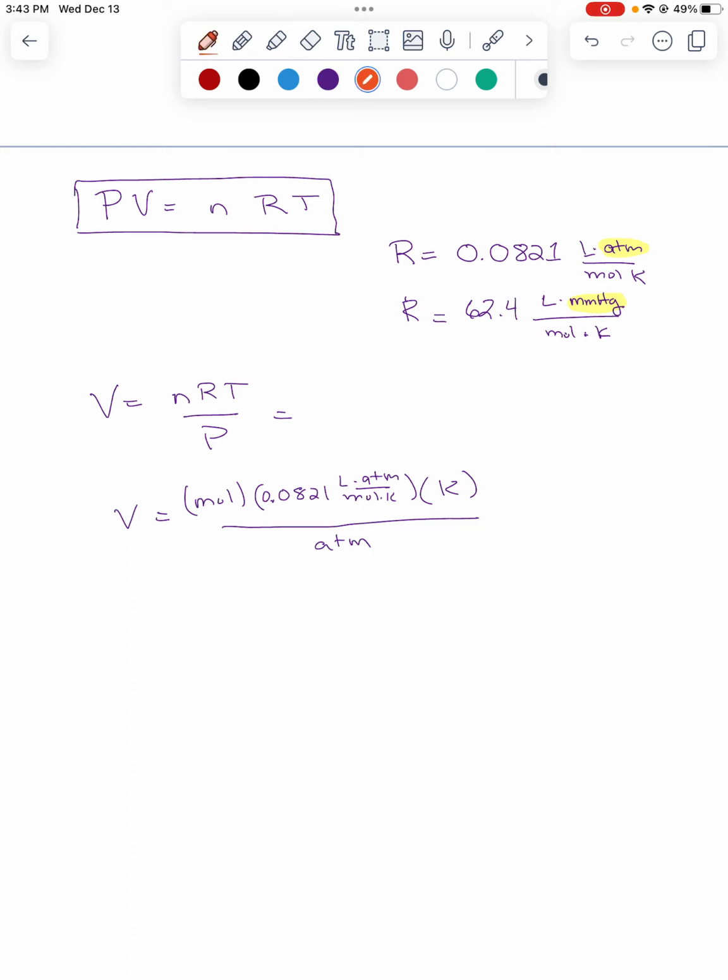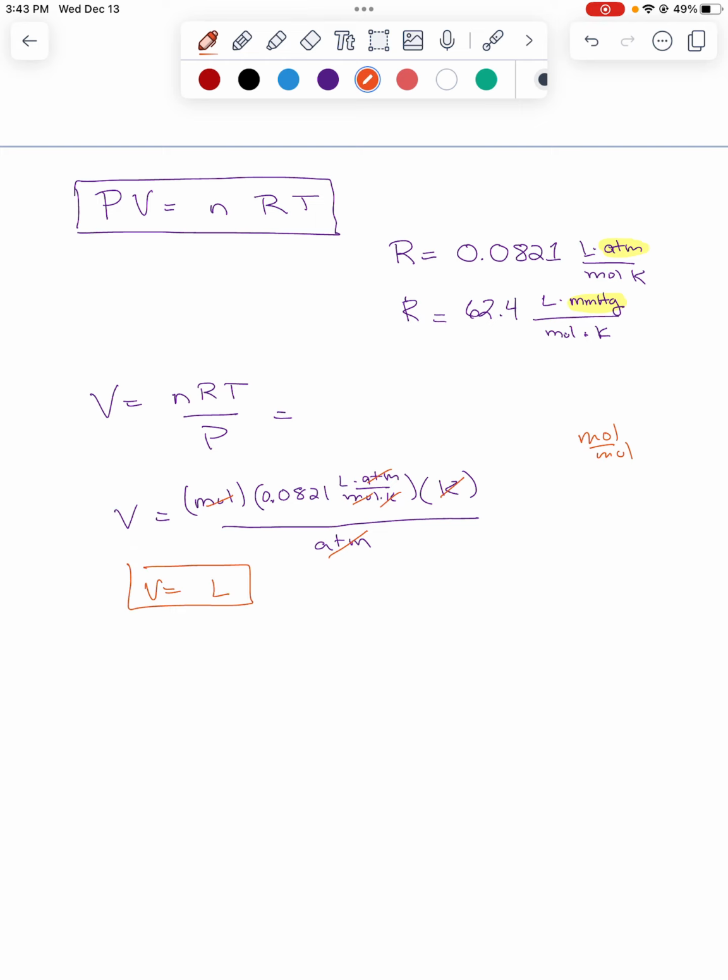What you will see is that units cancel. Moles in the numerator here are divided by moles in the denominator. Even though both of those are in the numerator, it is essentially moles over moles. Atmosphere here cancels with that. Kelvin here is in the numerator and Kelvin there is in the denominator. Those are canceled. And what you're left with is volume in liters.